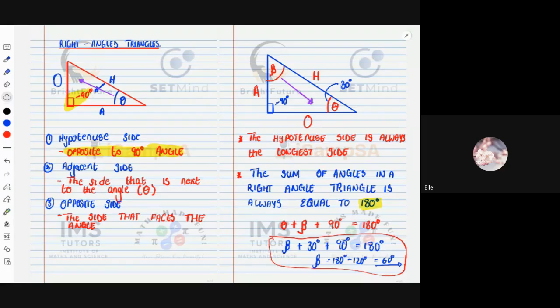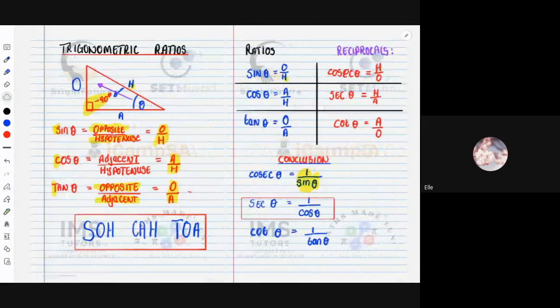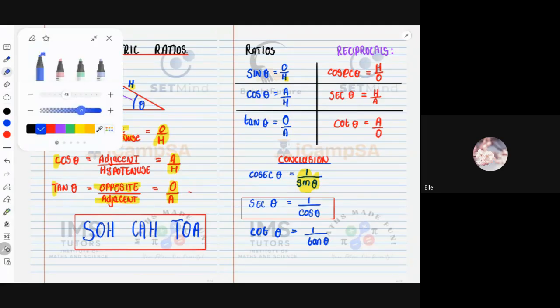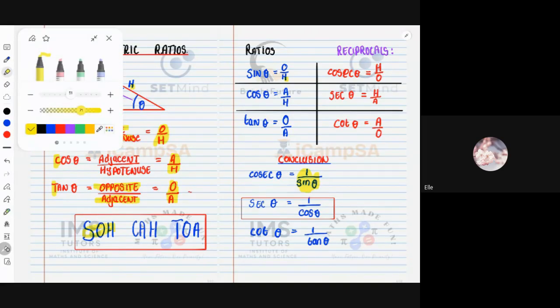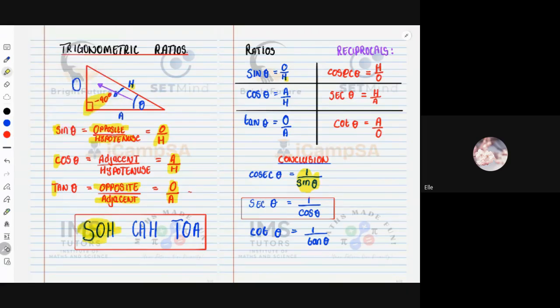We have the opposite side, which is the side that is facing the angle that we introduced in the right angle triangle. And then we introduce the trigonometric ratios. We put a lot of emphasis on these three trigonometric ratios, of which is SOHCAHTOA. Those are very important. We use this even when we get into trigonometric functions.